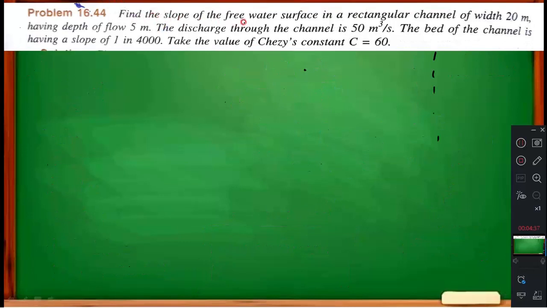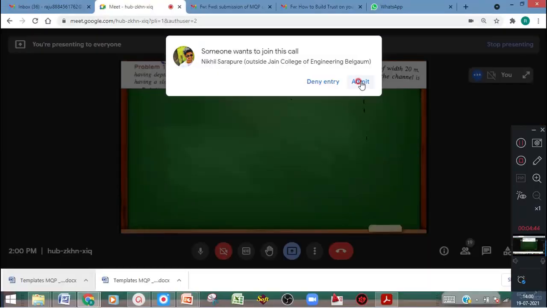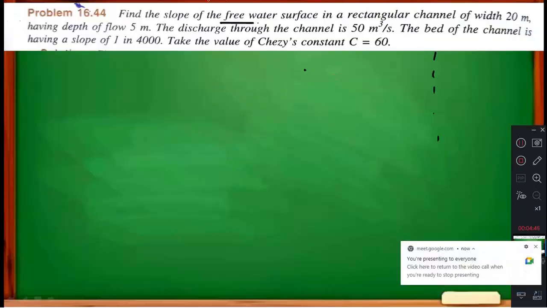Find the slope of free water surface. Free water surface, they are asking again the same thing. Okay, find the slope of free water surface in a rectangular channel. Width is 20 meter and depth of flow is 5 meter. Then the discharge through the channel is 50 meter cube per second. The bed of the channel is having slope 1 in 4000. Take Chezy's constant C equal to 60. Okay, write down whatever data is given here.